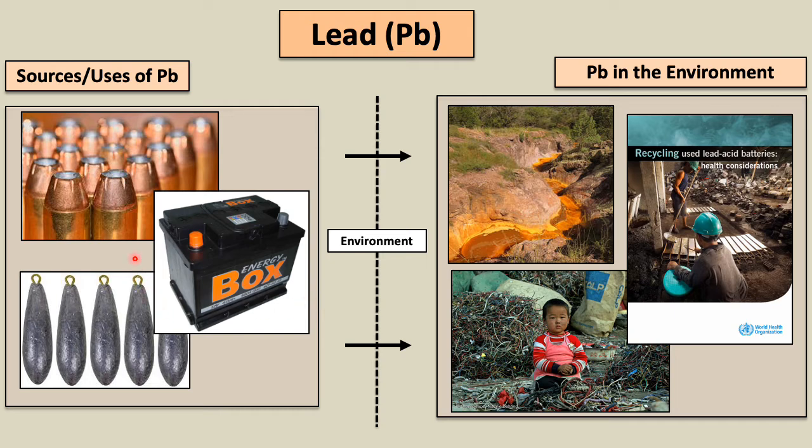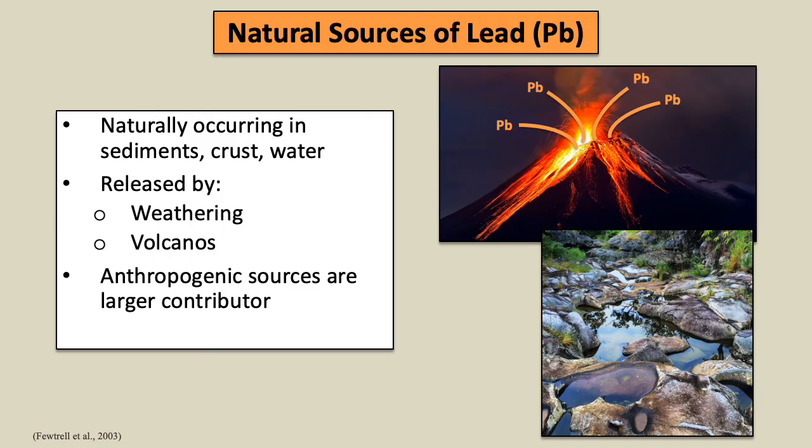Other sources of lead of toxicological concern are from lead bullet waste and lead fishing weights. Bullets and weights might at first impression seem negligible compared to batteries, but can be a significant environmental concern depending on the location and hydrogeologic setting. As mentioned, lead is naturally occurring in the sediments, crust, and water on Earth, and is naturally released through weathering and volcanic activity. However, anthropogenic sources of lead are a much larger contribution to the lead that we see in the environment.